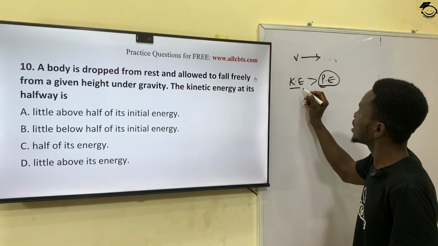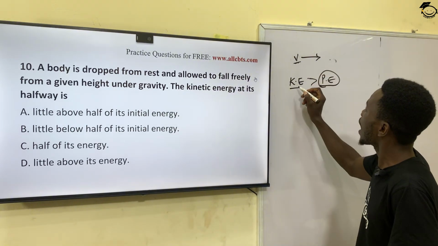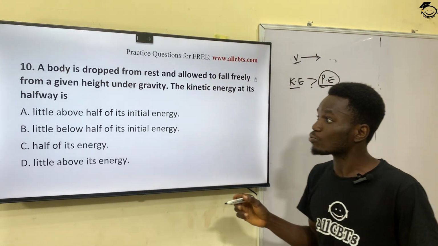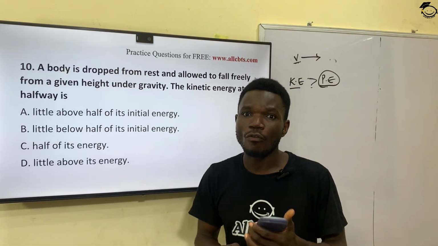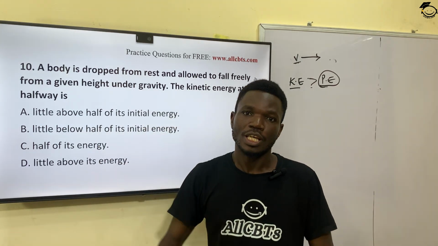And our KE at half level, since our V is constantly increasing, our KE would be higher than our PE, which means that the kinetic energy is a little above half of its initial energy, which is option A.